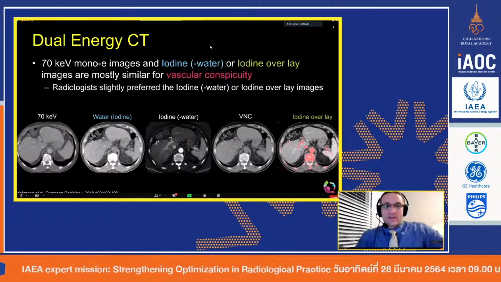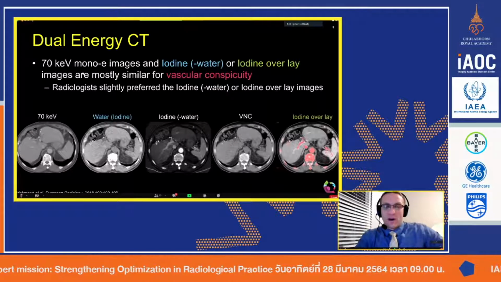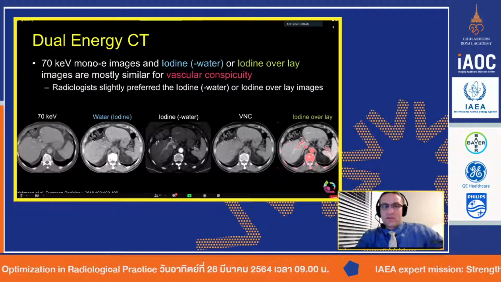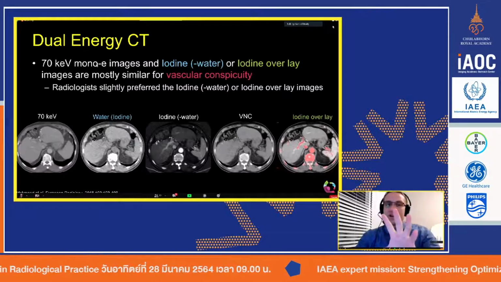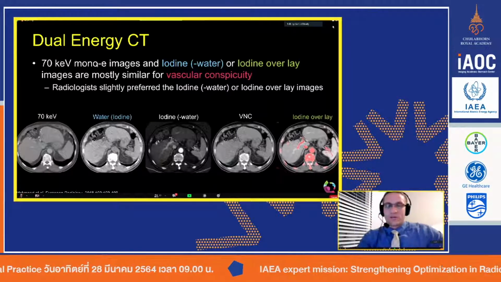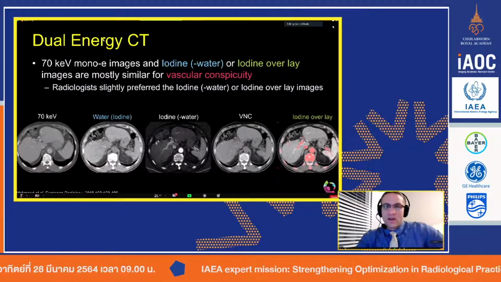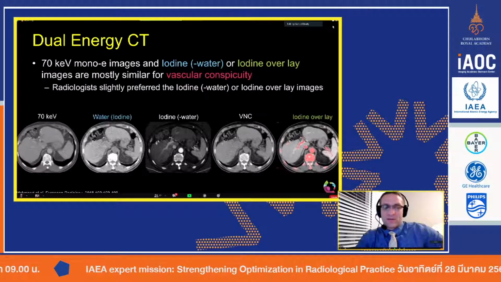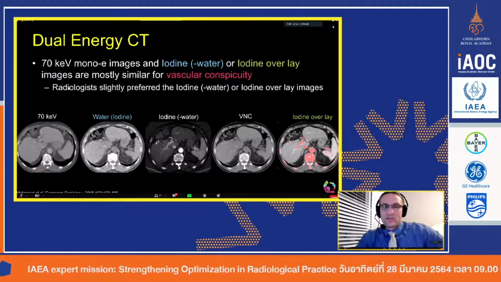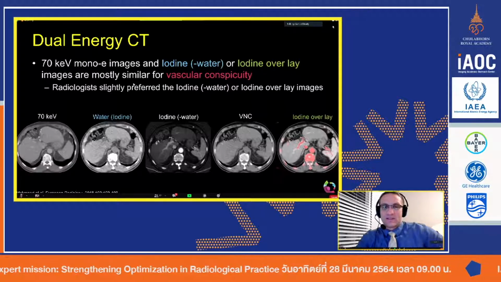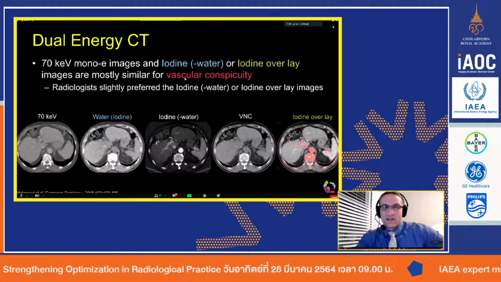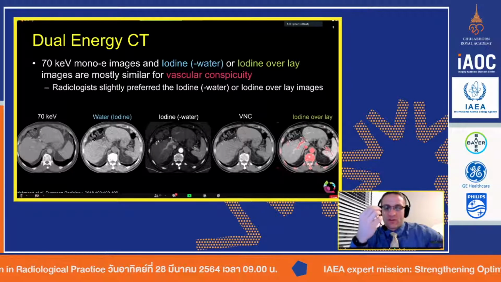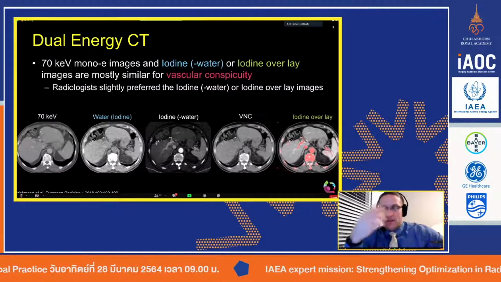All right, so when we consider the monoenergetic images, if you look at the 70 kV mono E, remember that's the most similar to a true, quote unquote, 120 kV image. In that same publication with Mahmoud, the radiologists looked at them and they were asked to consider the vascularity. How conspicuous is it? Was it sharp? Was it well defined, etc.?